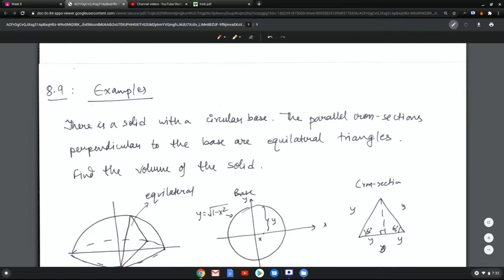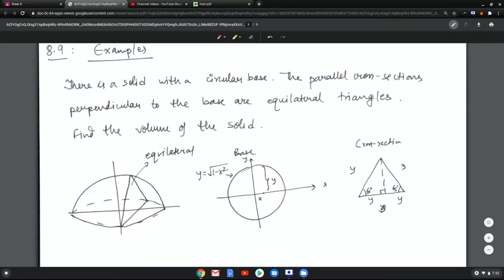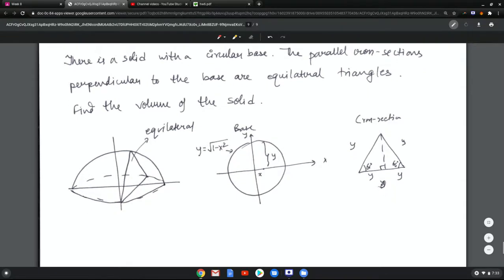Let's look at a last example. Now, there's a solid with a circular base, and what's happening here is that the parallel cross sections perpendicular to the base are equilateral triangles. You have to find the volume of the solid.